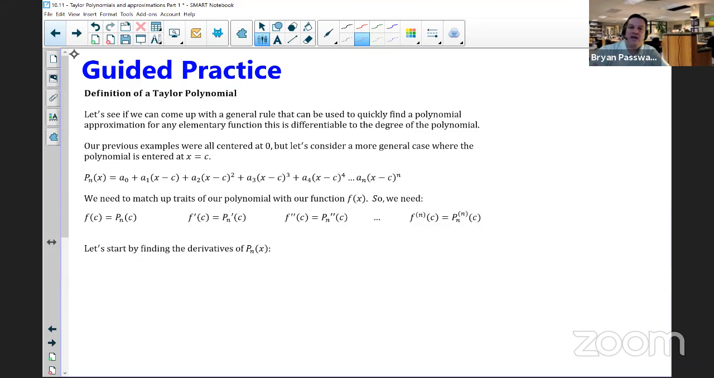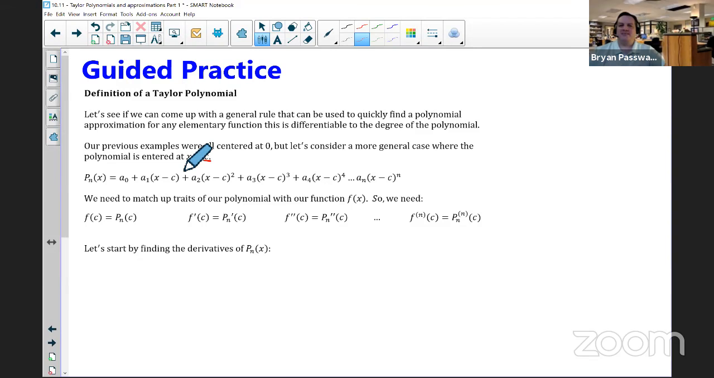And so what you'll see in every textbook is this sort of box that will say, this is the definition of a Taylor polynomial, right? Centered at c. Well, the example that we did was centered at 0, but it won't always be centered at 0. So it's centered at c. So x equals c is our center. Well, let's see if we can quickly develop this idea behind a general formula, right?